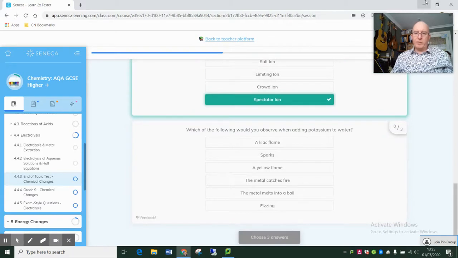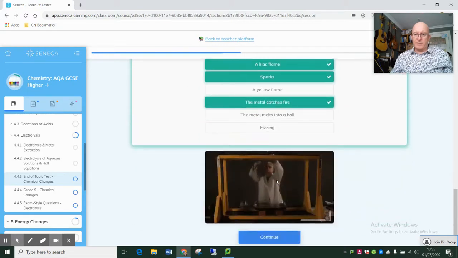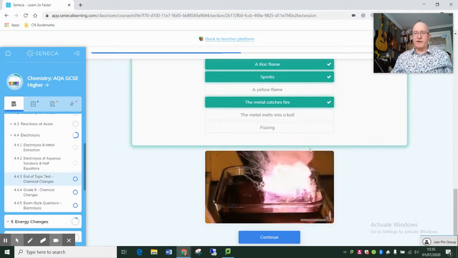Which of the following would you observe when adding potassium to water? So we certainly see some sparks. This is the most reactive metal that we use in school for adding to water. So we get some sparks, we get a lilac coloured flame, the metal catches fire. Okay, it actually also melts into a ball, but it's hard to see that.